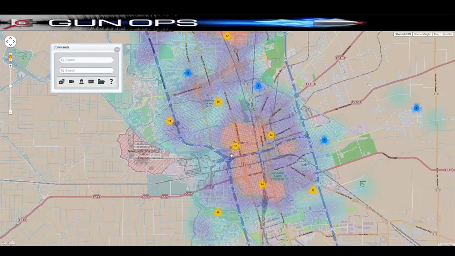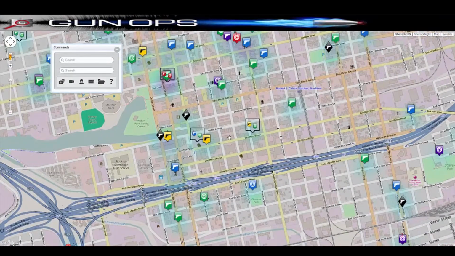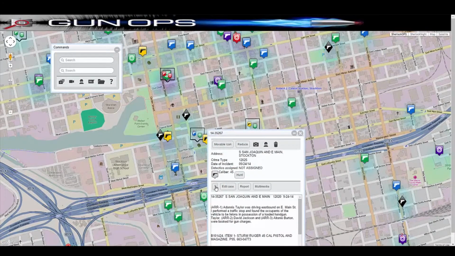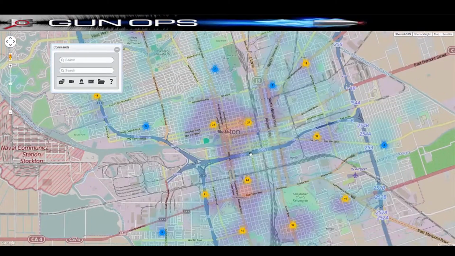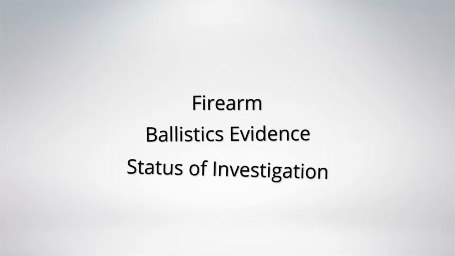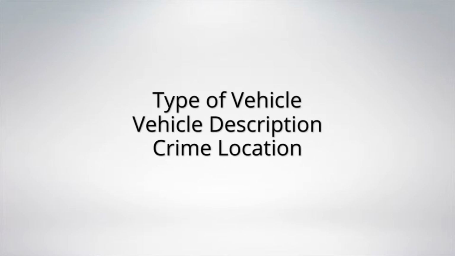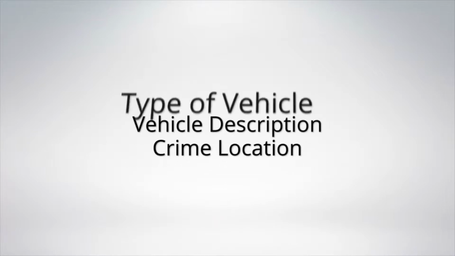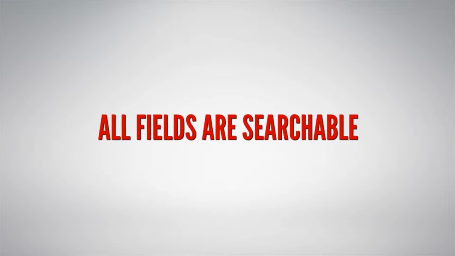GunOps houses a database of crime incidents that are mapped onto a police jurisdiction using Google Maps. This gives police departments a bird's-eye view of criminal hotspots and a full understanding of what's going on in the city, county, or state. The system contains information about the incident, the firearm, ballistics evidence, the status of the investigation, the type of vehicle, vehicle description, crime location, caliber of weapon, location of injury, suspect information, and is fully searchable. GunOps can be linked to existing databases within a department as well.